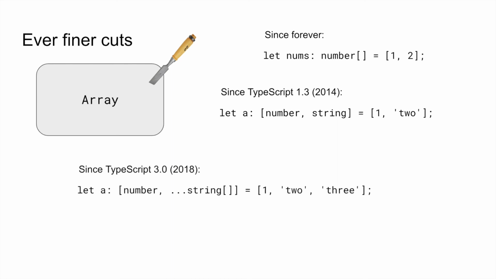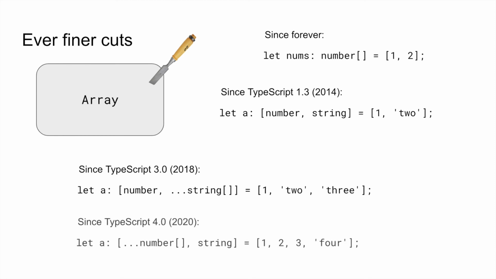Fast forward to 2018, and tuples got some new abilities. We got optional and rest elements for tuples. So here we're defining a type that is an array with a number in the first slot, and then all the remaining elements are strings. That's a new subset of array that we were able to define. And then last year, we flipped it around. We gained the ability to put rest elements at the beginning of an array. So if you wanted to define a subset of array that was all the arrays with number elements followed by a string, you gained the ability to do that.